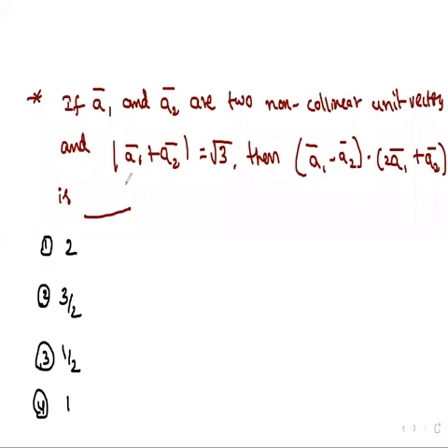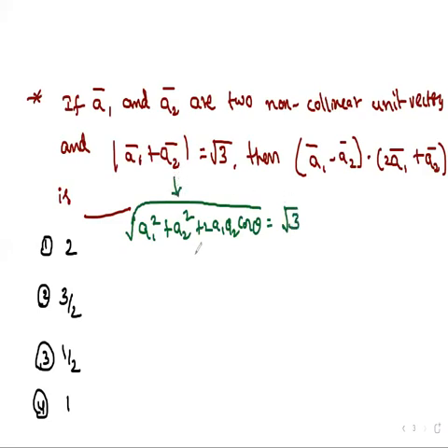Now see the given information. What is the information given for A1 bar plus A2 bar? What is the magnitude of the sum of two vectors? That is root over A1 square plus A2 square plus 2 A1 A2 cos theta. From which rule do we get this equation? Parallelogram law of vectors. By taking the square on both sides, we can write A1 square plus A2 square plus 2 A1 A2 cos theta equals 3.